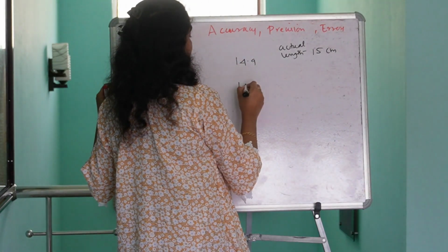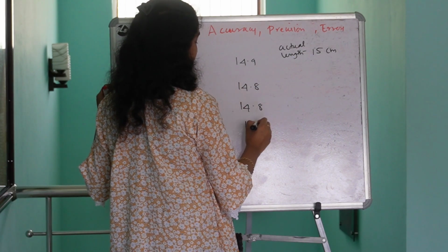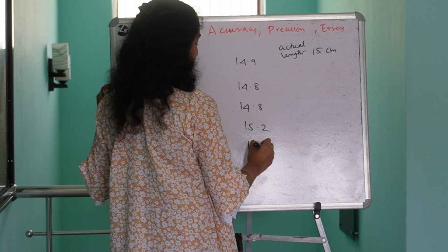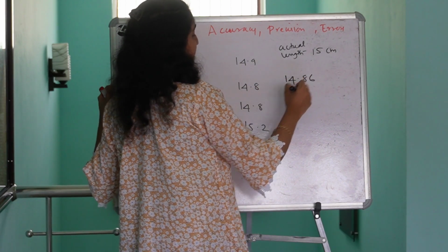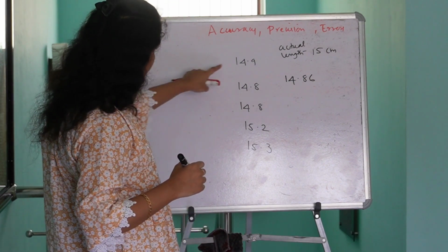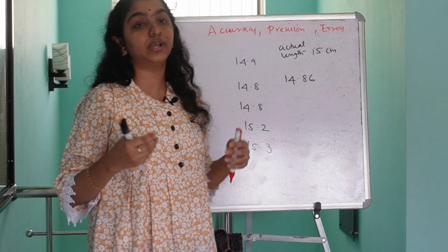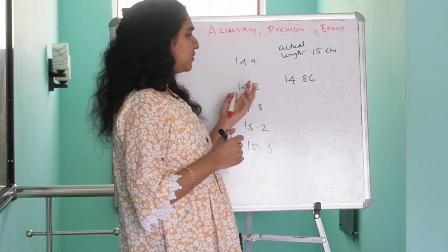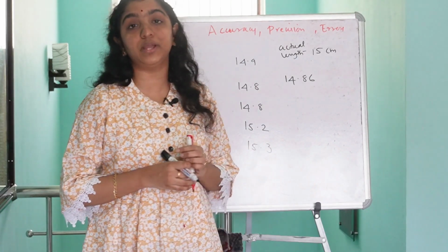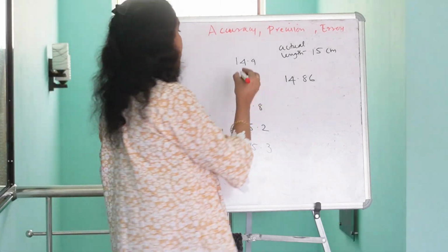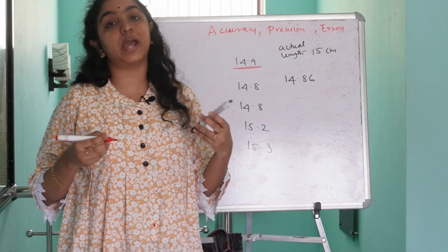14.9, 14.8, 14.8, 15.2, 15.3, again 14.86. Here I repeated the experiment 6 times, and I got some different values. So which is the most accurate value among all these measurements? I am saying 14.9 is the most accurate value.